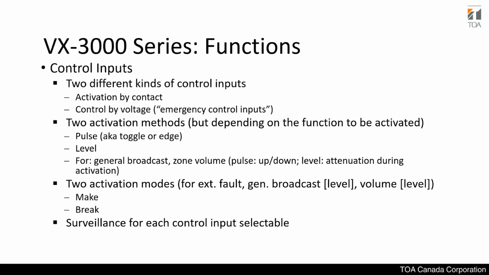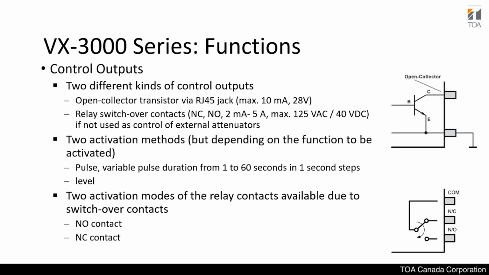And you can also program this so that when a contact input is active, a control output is simultaneously triggered, but via the surveillance feature of the device. Control outputs, there's two options available. The open collector transistor, which is limited to 10 milliamps, 28 volts bipolar junction transistor. And there is the much more robust relay contact, which is normally open and normally closed. Both are available for this.